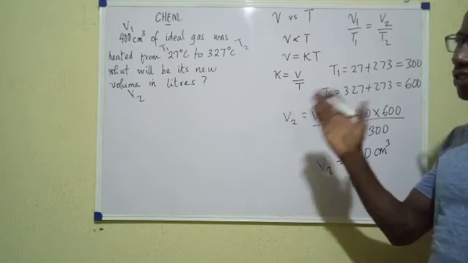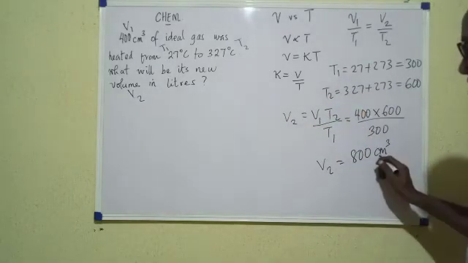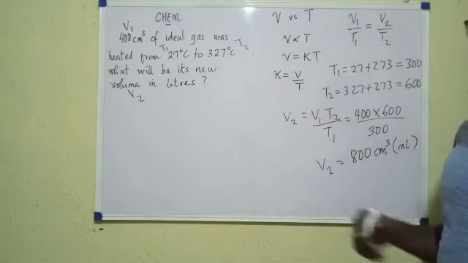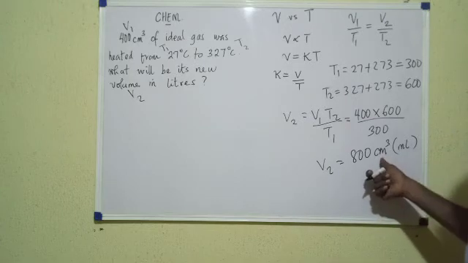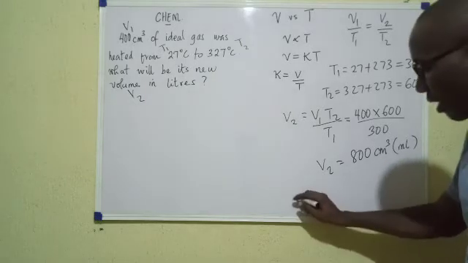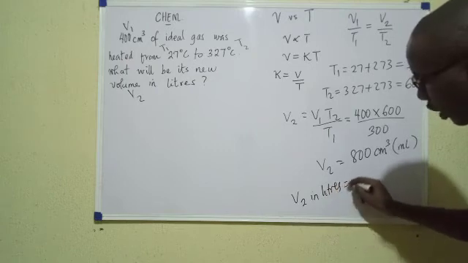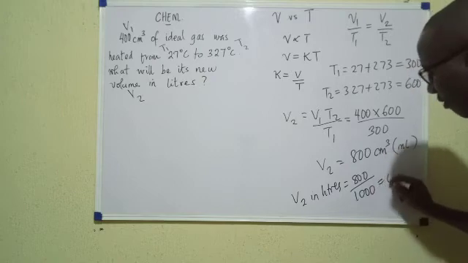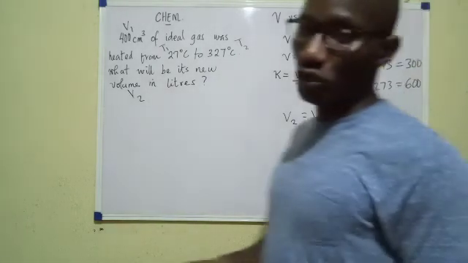But wait, it says new volume in liters. Now you'd remember that cm³ is the same as milliliters, just as liters is the same as dm³. So how do I convert this value to liters? Of course, I'll divide by 1000. So I'll say here V2 in liters equals 800 over 1000, and that gives me 0.8 liters. So that's the simple solution to our question.